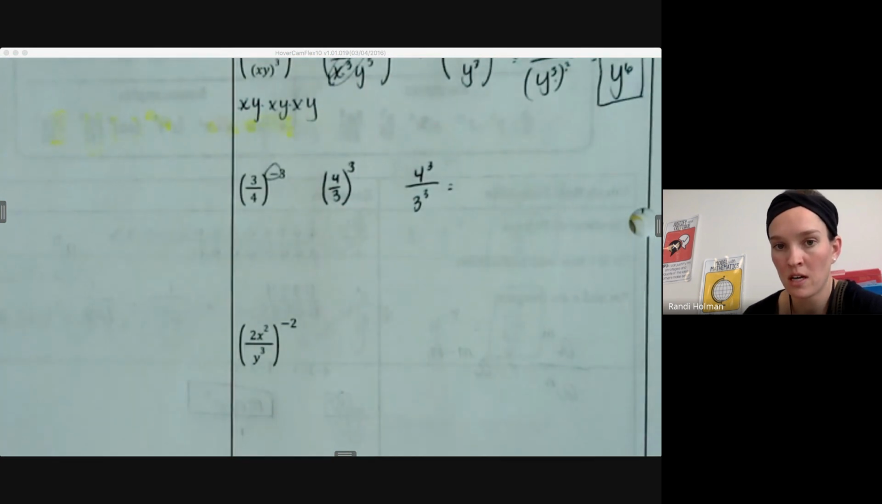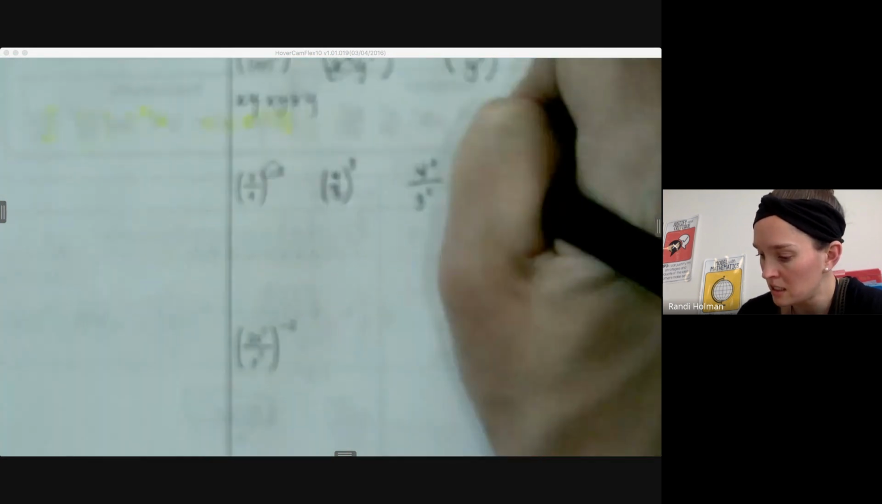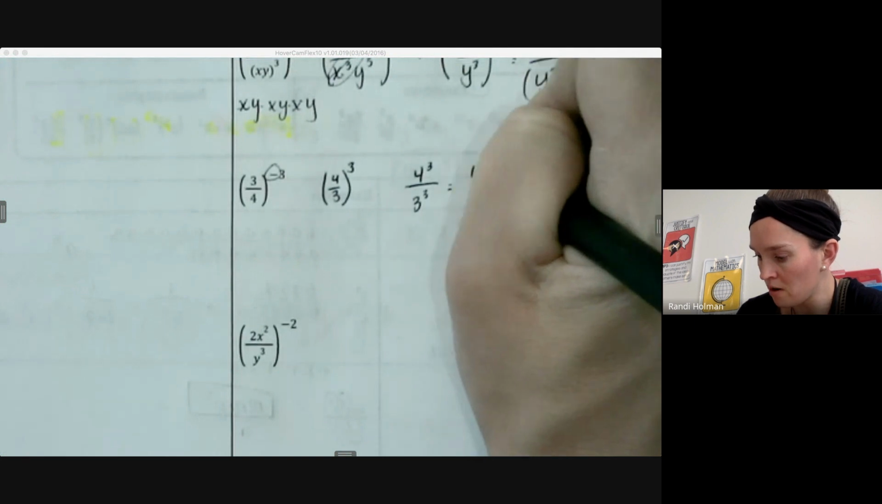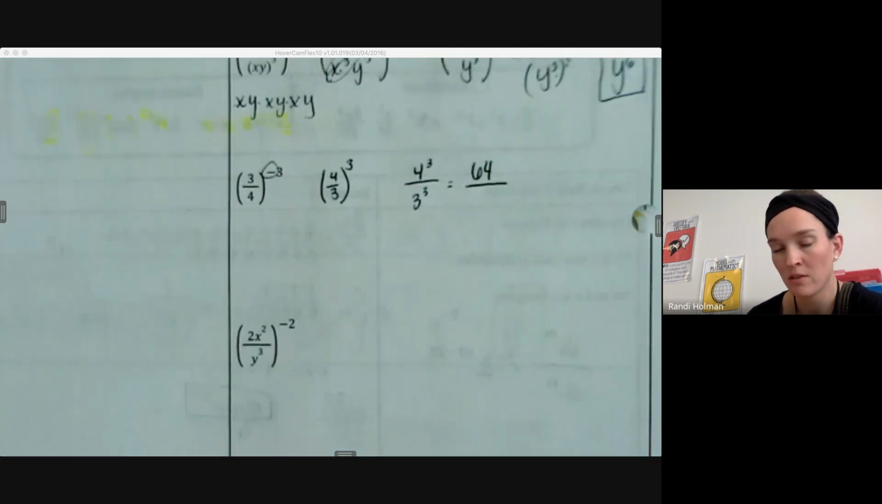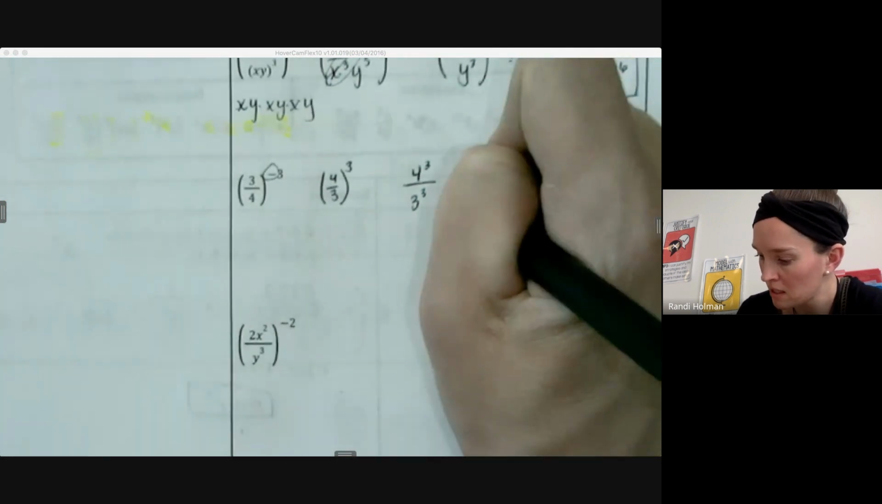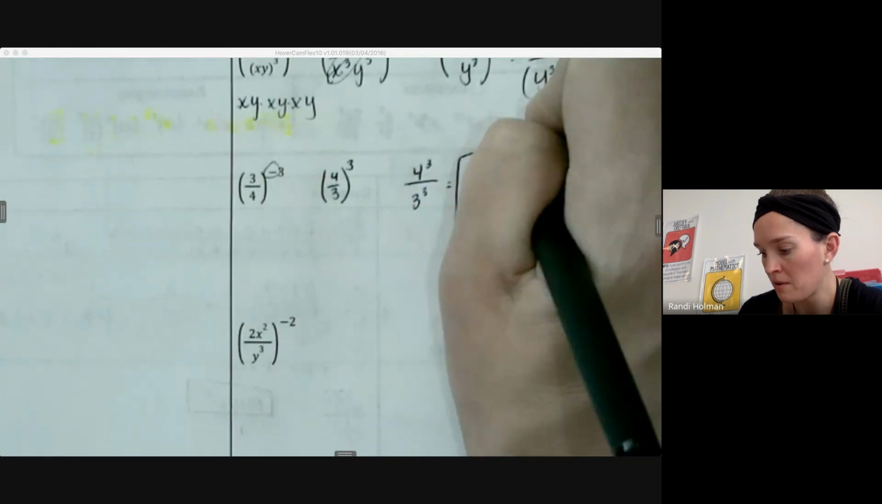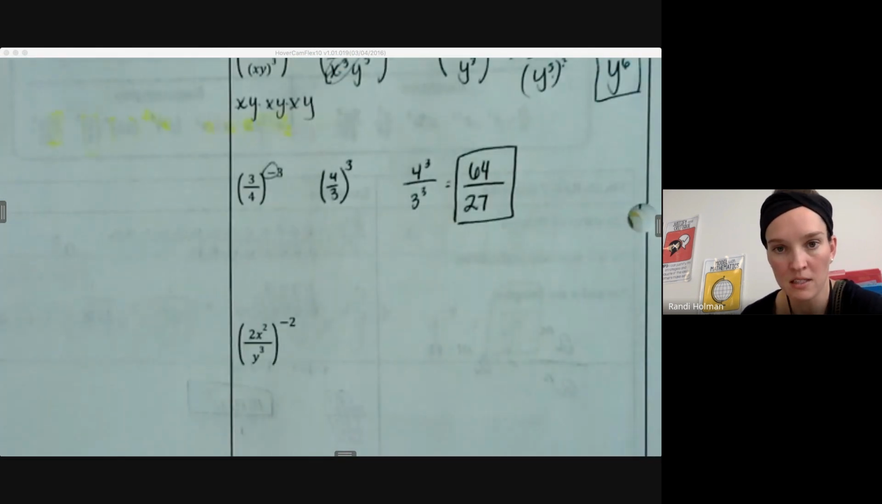4 to the third is 4 times 4 is 16. 16 times 4 is 64. 3 to the third is 3 times 3 is 9. 9 times 3 is 27. Those don't have any common factors, so that is our simplified answer there.